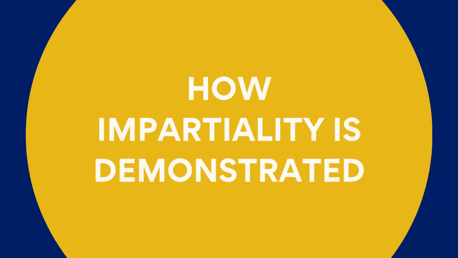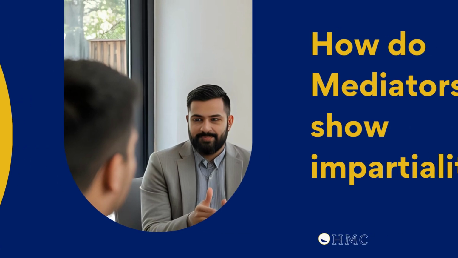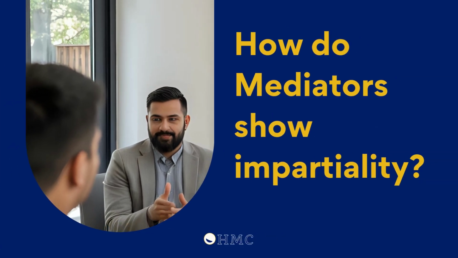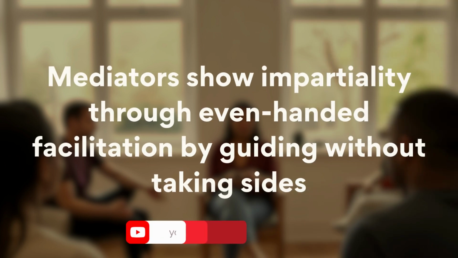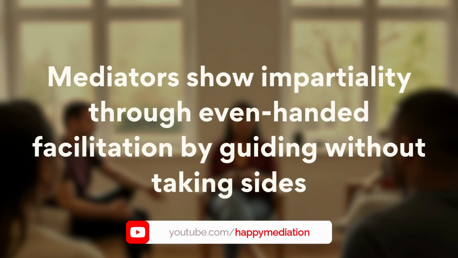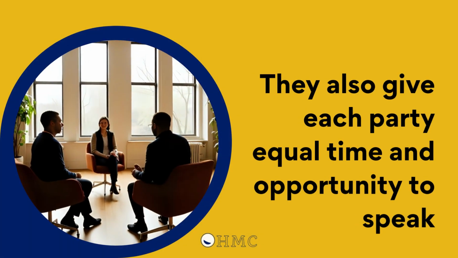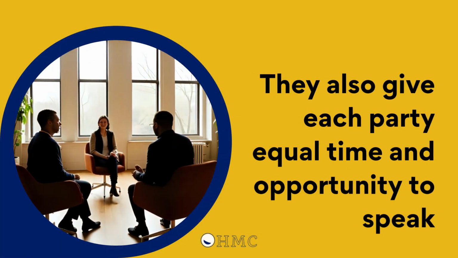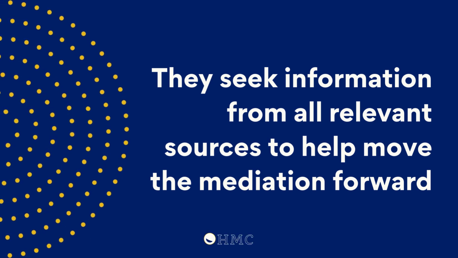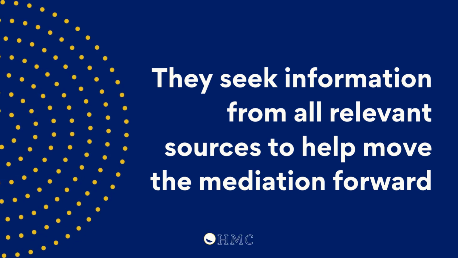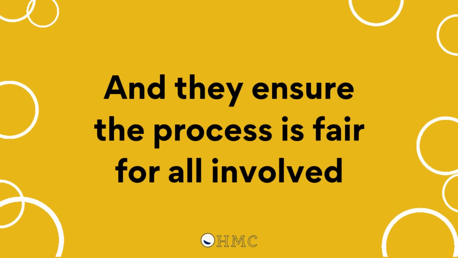How impartiality is demonstrated. How do mediators show impartiality? Mediators show impartiality through even-handed facilitation by guiding without taking sides. They also give each party equal time and opportunity to speak. They seek information from all relevant sources to help move the mediation forward. And they ensure the process is fair for all involved.